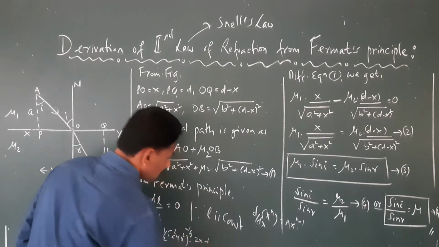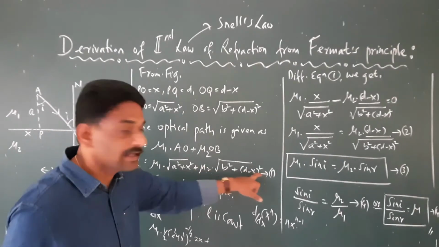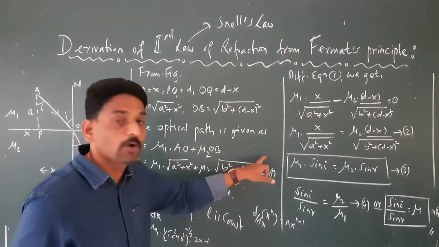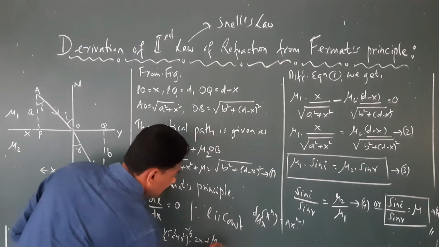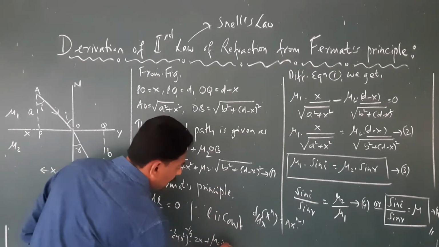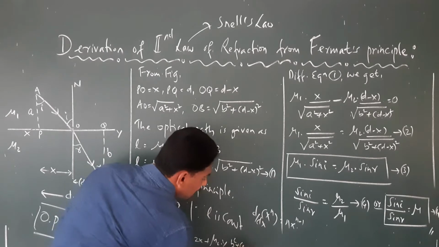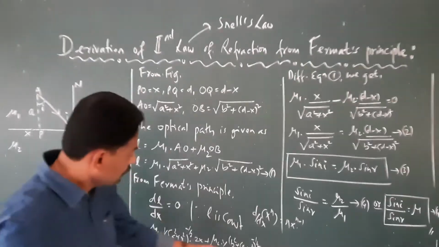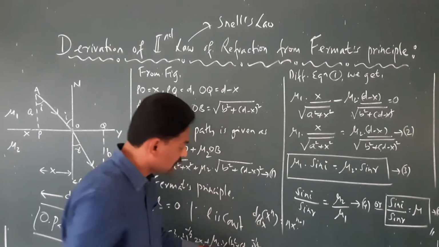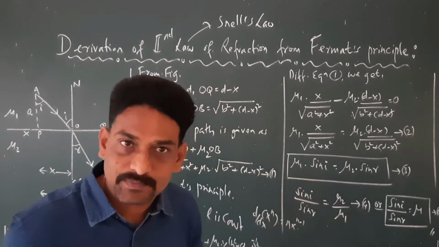Plus the second term's differentiation. Keep mu2 as it is. This can be taken as b square plus b minus x whole square, raised to half. Or in other words, it is going to be mu2 into 1 by 2 into b square plus b minus x whole bracket square raised to minus 1 by 2, right? Into the differentiation of this term, b minus x square. What is that? d square plus x square minus 2dx, right?